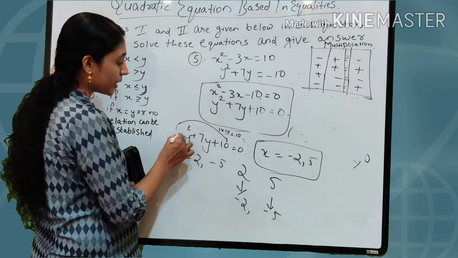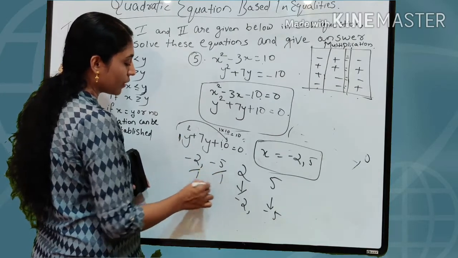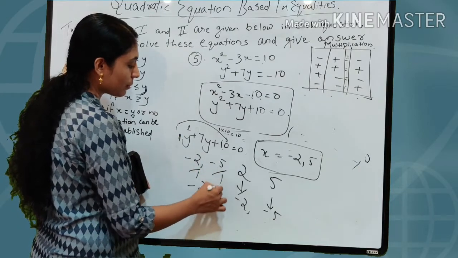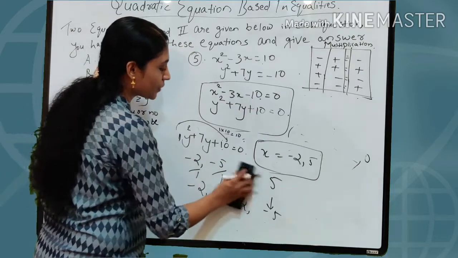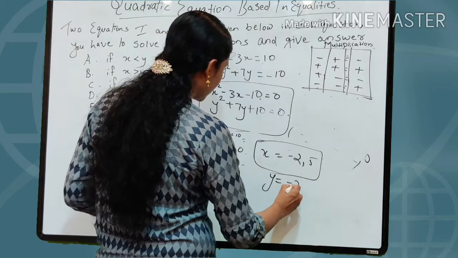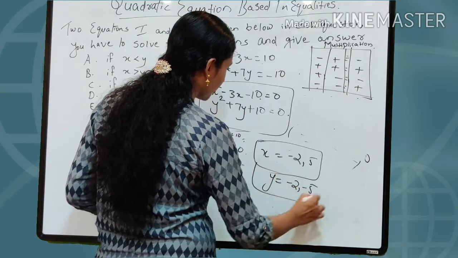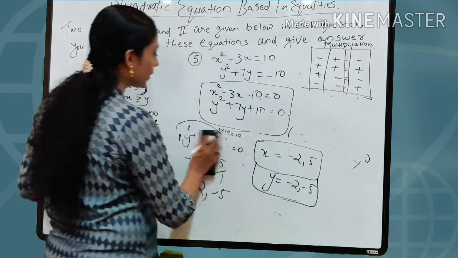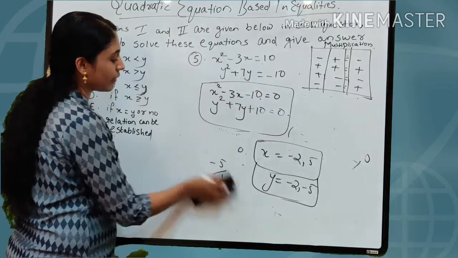Divide it with the y square term. Here the y square term is 1. So by 1, by 1. Minus 2 by 1 it is minus 2 and minus 5 by 1 it is minus 5. So we got the values of y as minus 2 and minus 5. Okay. Now we can compare these x and y values.